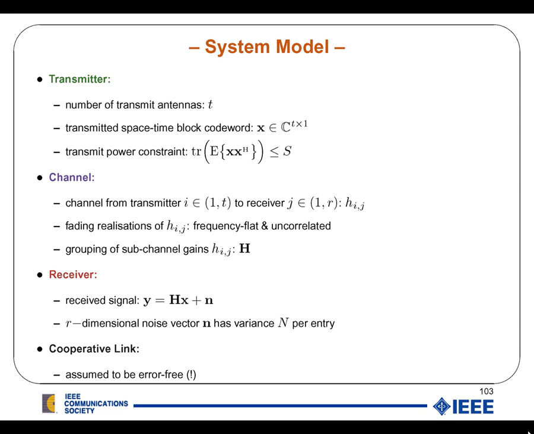At the transmitter side, we assume there will be T distributed transmit antennas, which transmit a spacetime block code word X. We also constrain the total transmission power of that code word. The channel is supposed to be frequency flat and uncorrelated, and we assume that each of these channels is represented by a channel H_ij. All of them are grouped into a channel matrix capital H. At the receiver, we hence receive H multiplied by X plus N, where N is the noise with variance N per entry. As for the cooperation, if there happen to be any, we assume an error-free communication channel.